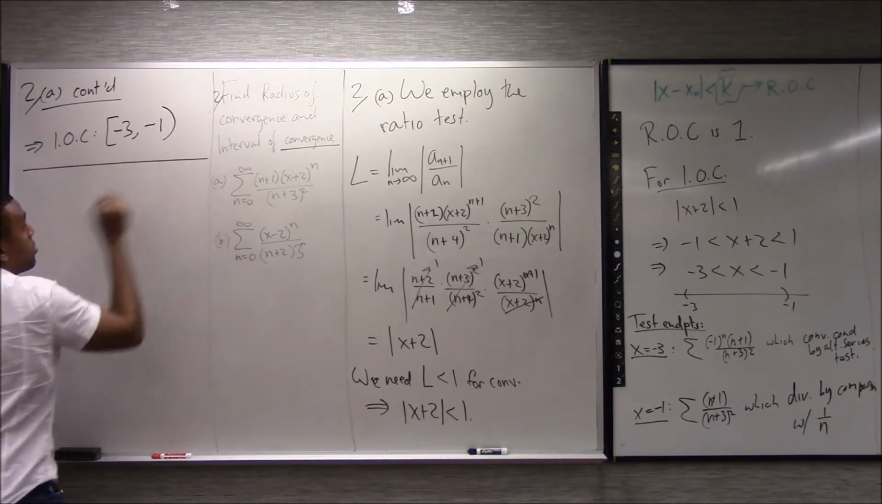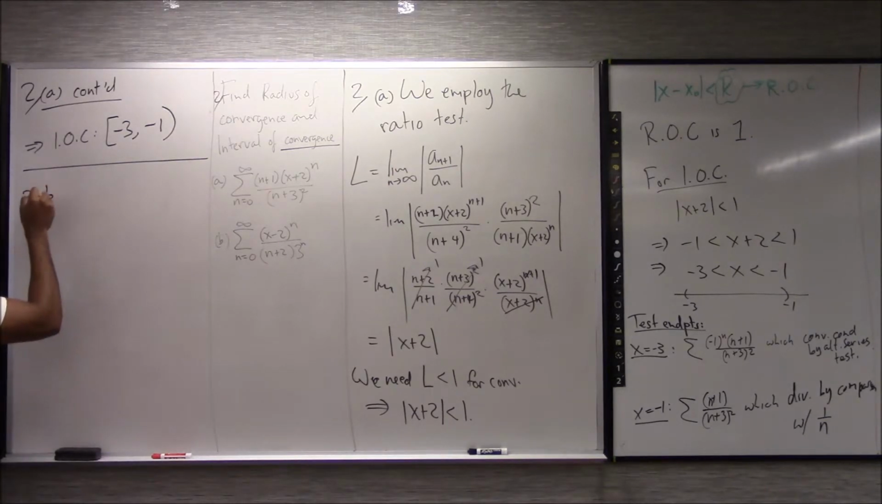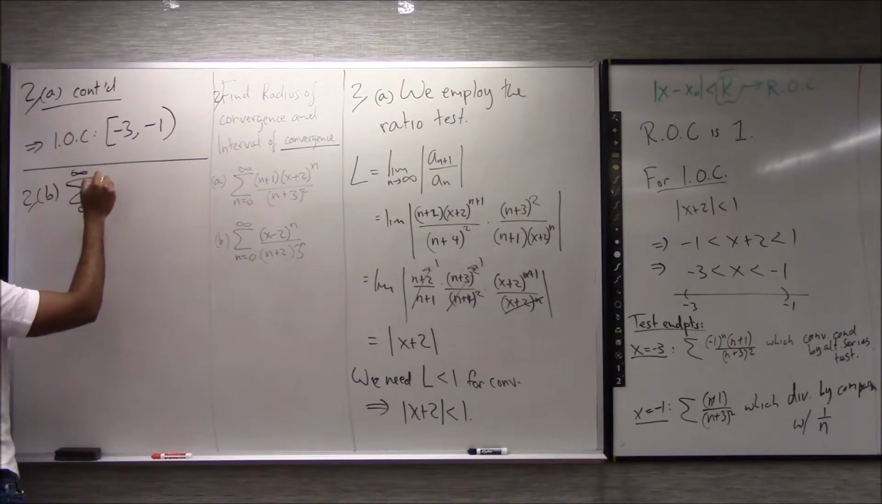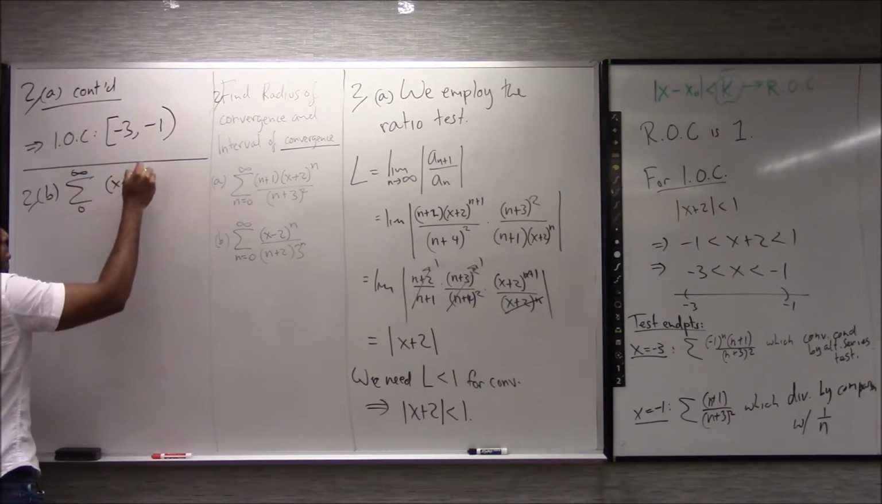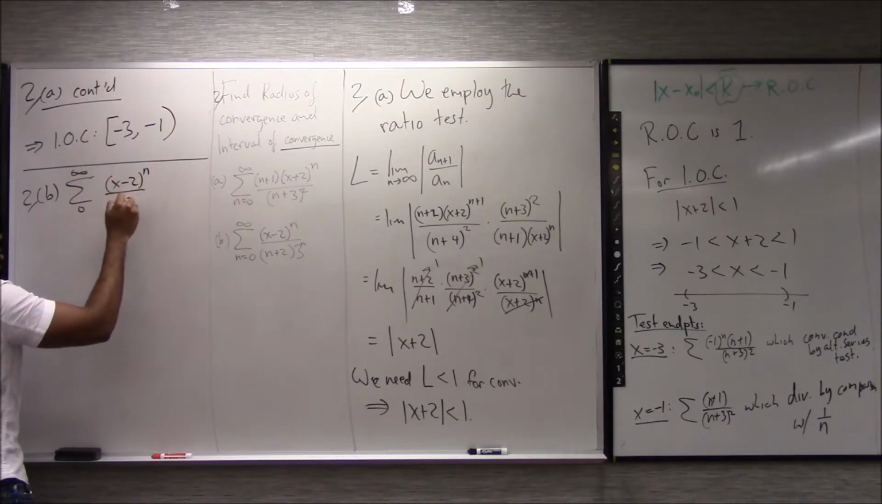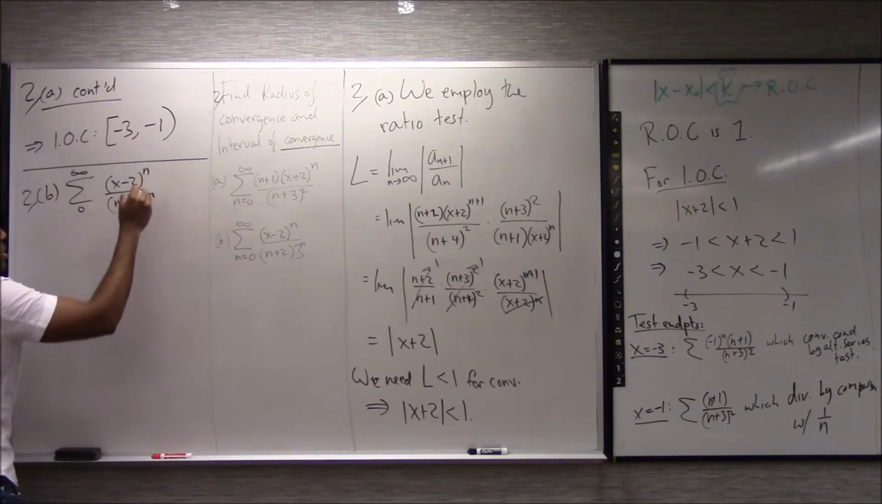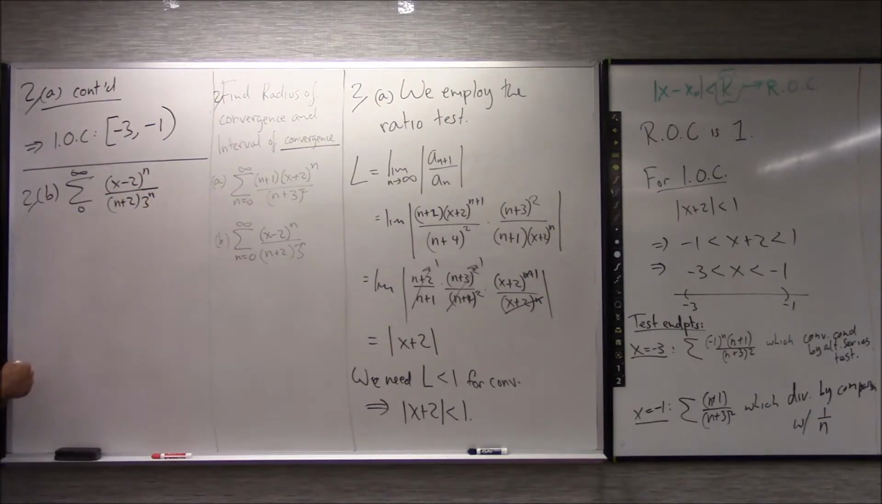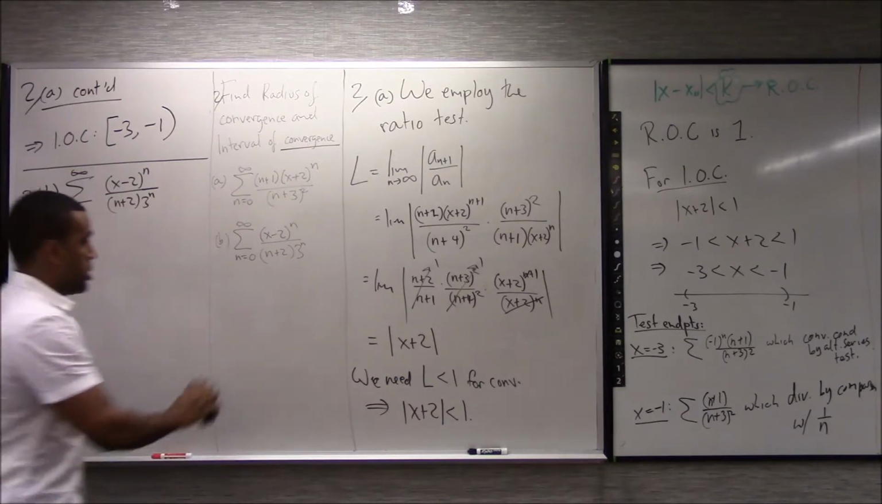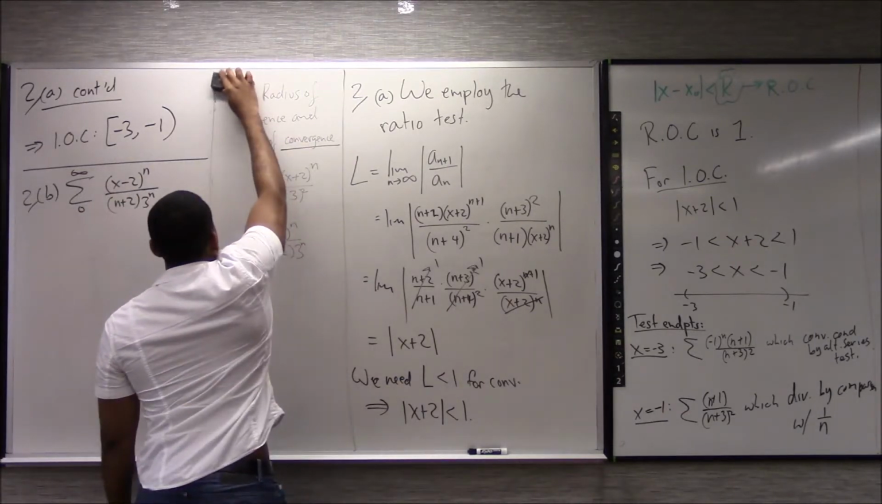Which leads us to the final problem here, 2b. Same thing for this series. Find the interval of convergence and the radius of convergence.